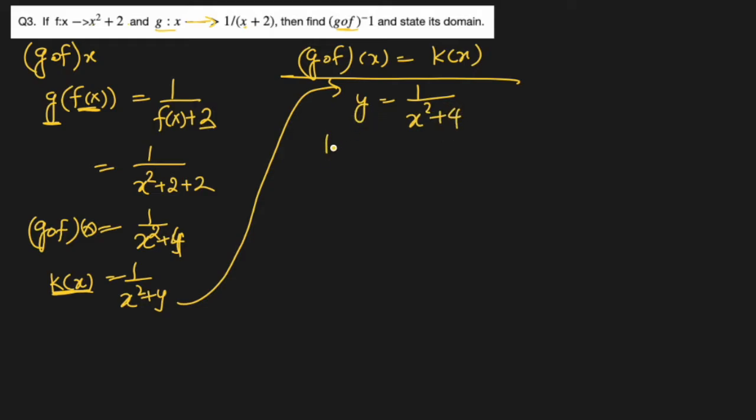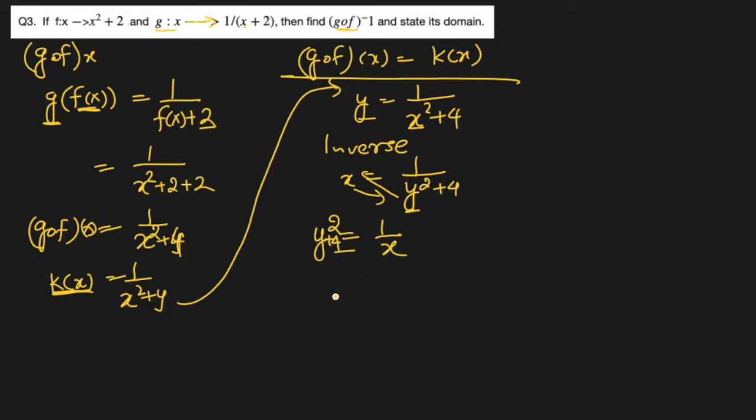And now to inverse it, exchange x's and y's. So it becomes x equal to 1 over y square plus 4. And now I have to isolate this y. This will go there and x will come here. So what will we get? y square plus 4 equal to 1 over x.